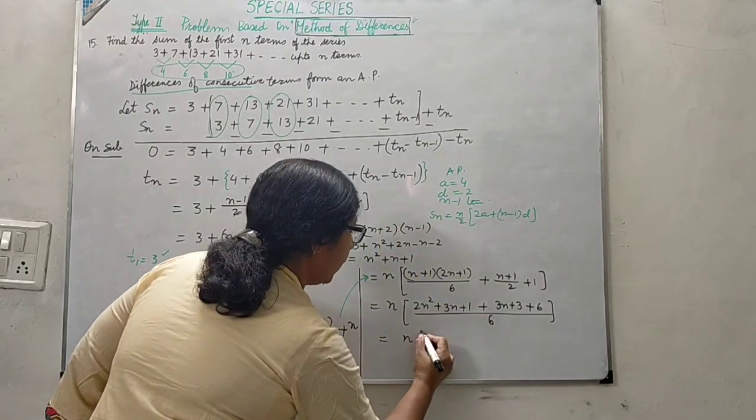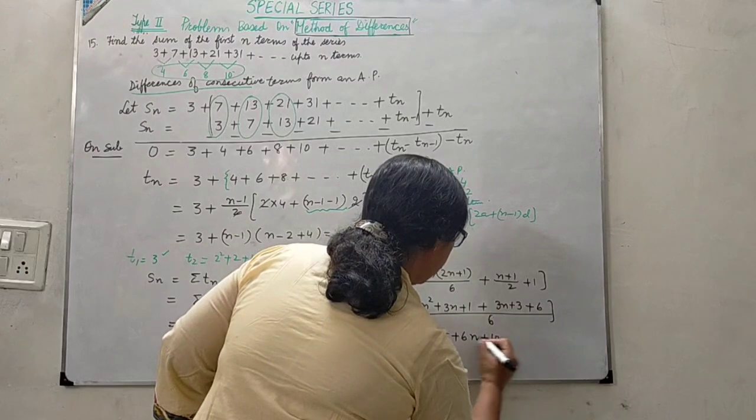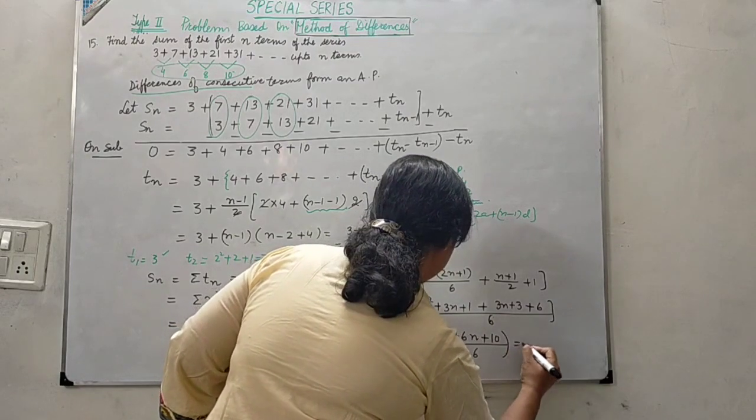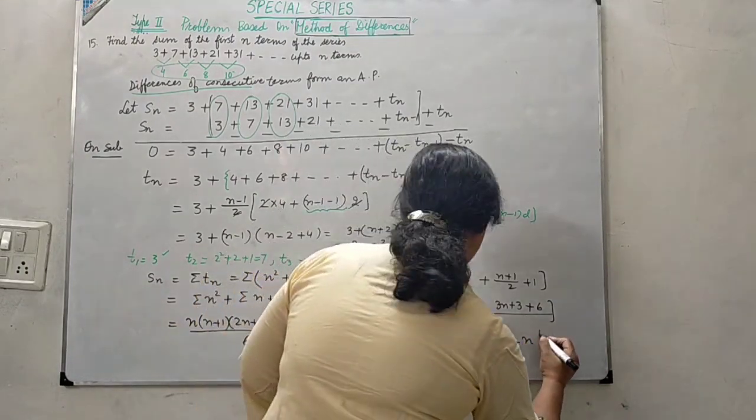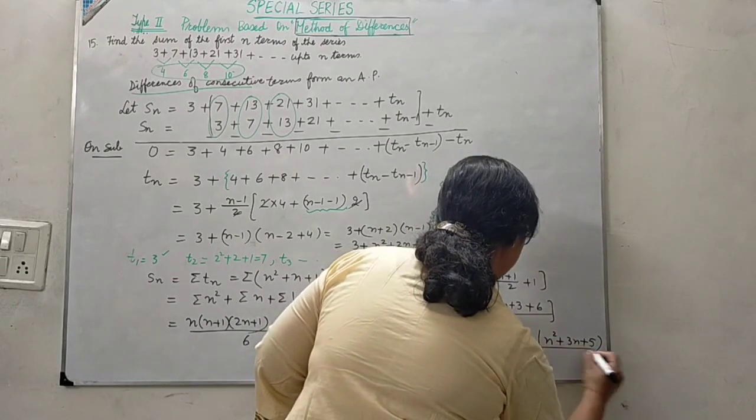So we are having n into 2n square plus 6n plus 10 by 6. This getting cancelled too. So we are left with n into n square plus 3n plus 5 by 3.